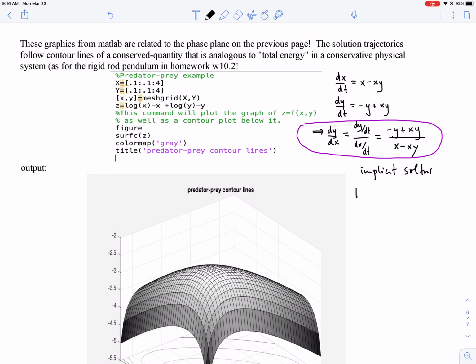log x minus x plus log y minus y equals a constant, and that constant would be whatever you get for your initial point, x naught, y naught, when you plug it in to the left-hand side. Okay, so now what does that have to do with the system of differential equations that we've just been studying?